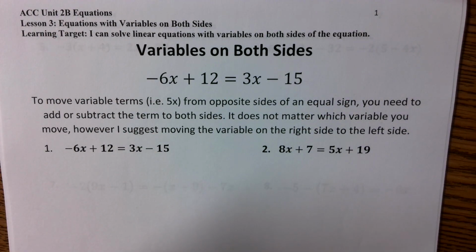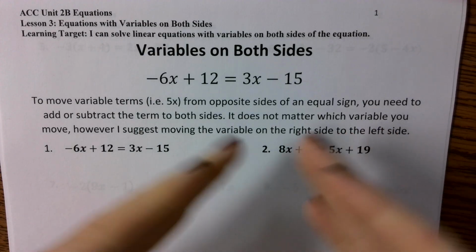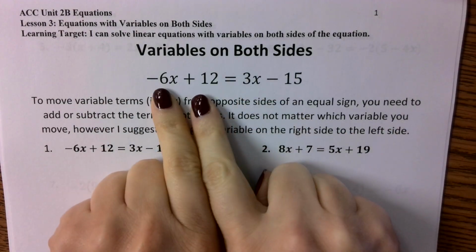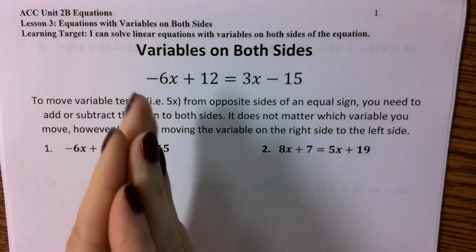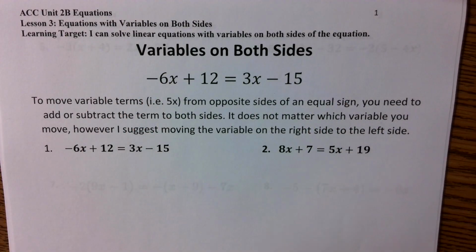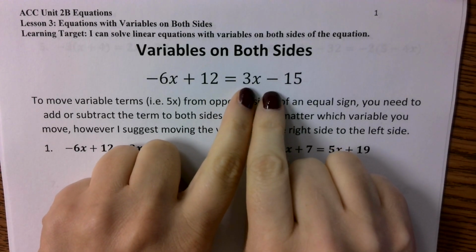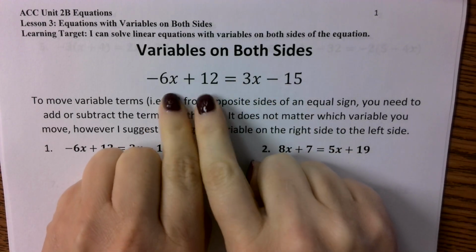I typically suggest moving from right to left. Take whatever's on the right side and move it to the left side so that you always have it as x equals or y equals. So focusing on whatever variable happens to be on the right side, we're going to move it over to the left side.